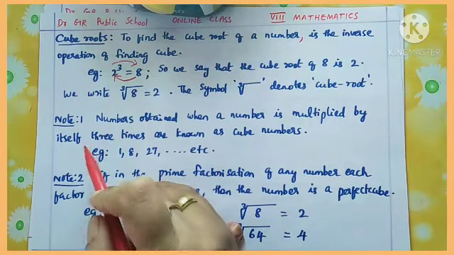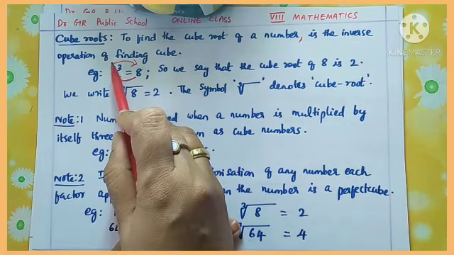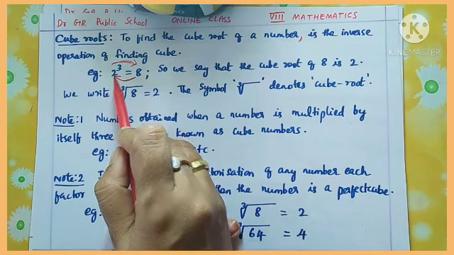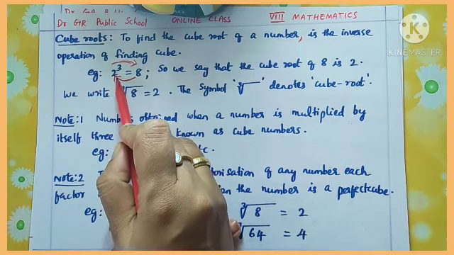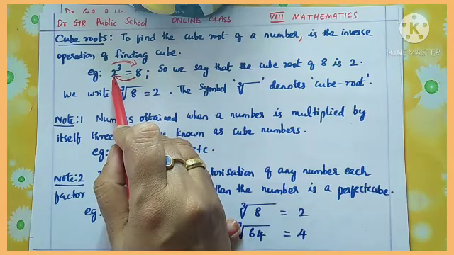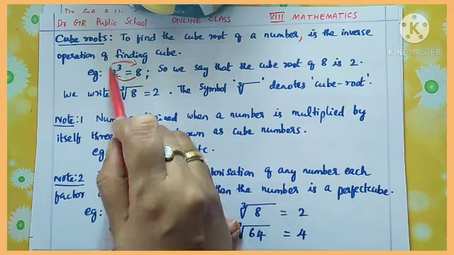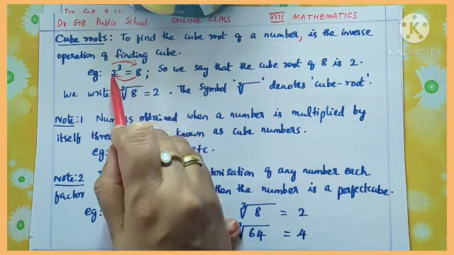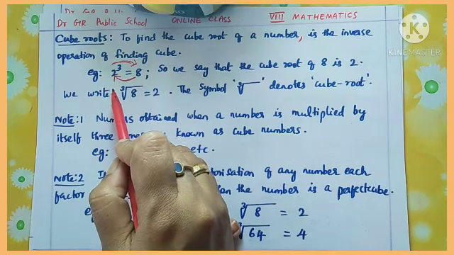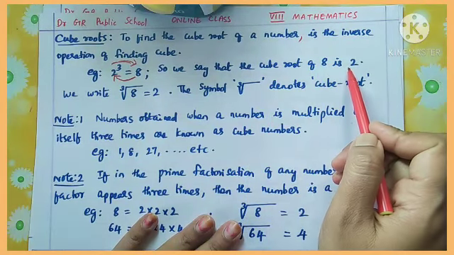For example, you see here, 2 cube is equal to 8, you know. So 2 cube is equal to 8 means 8 is the cube of 2. Now you consider this inverse operation. So what does this mean? This means that 2 is the cube root of 8. So we can tell this in two ways. 8 is the cube of 2 and 2 is the cube root of 8. So we say that the cube root of 8 is 2.